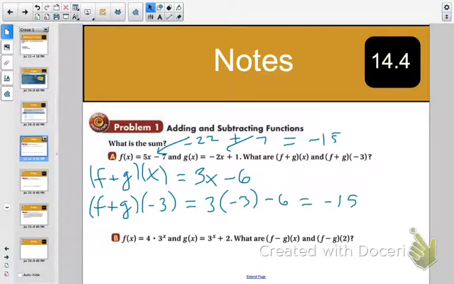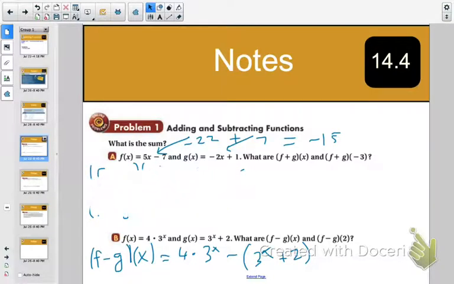Alright, and then this next one says what is the difference, because you're subtracting. This one's a little bit different because these are exponential functions, they're not linear. So if we do f minus g of x, we get 4 times 3 to the x minus 3 to the x plus 2. Okay, I'm going to erase this stuff up here so I can have some room.